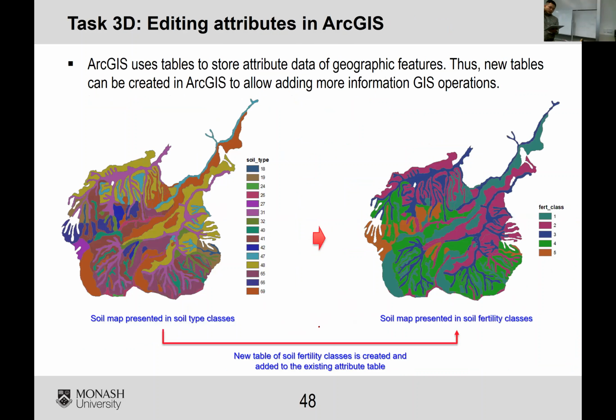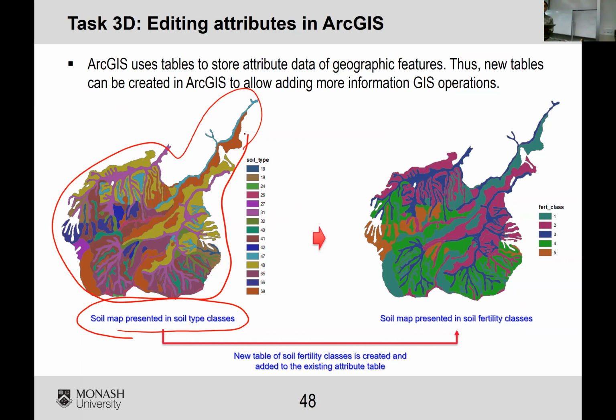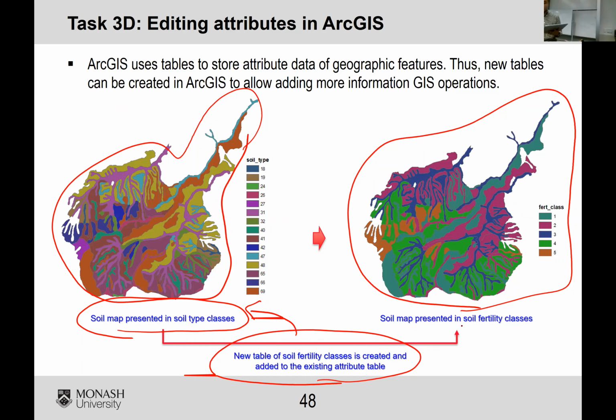And the last exercise is about attribute data. So here we have the attribute data of the soil type classes attached to these polygon feature data. And now we're trying to include new information about the soil fertility classes. So in this exercise, you will link a new table to the existing table and visualize the data for soil fertility classes. Okay.